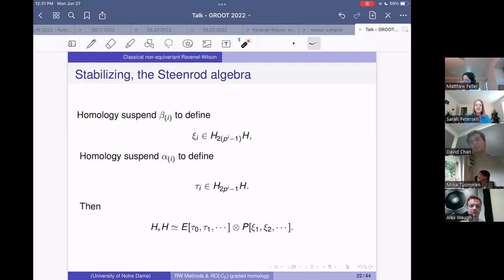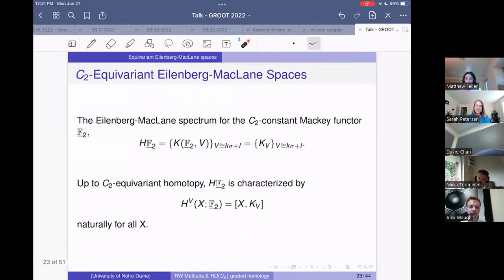Are there any questions at this point before we move on to C2 equivariant? Okay, in that case, we'll continue.